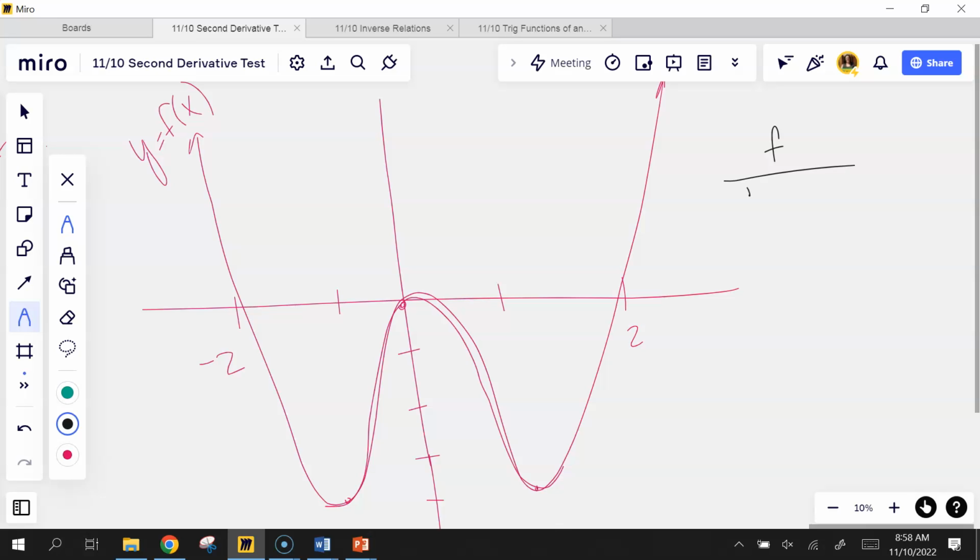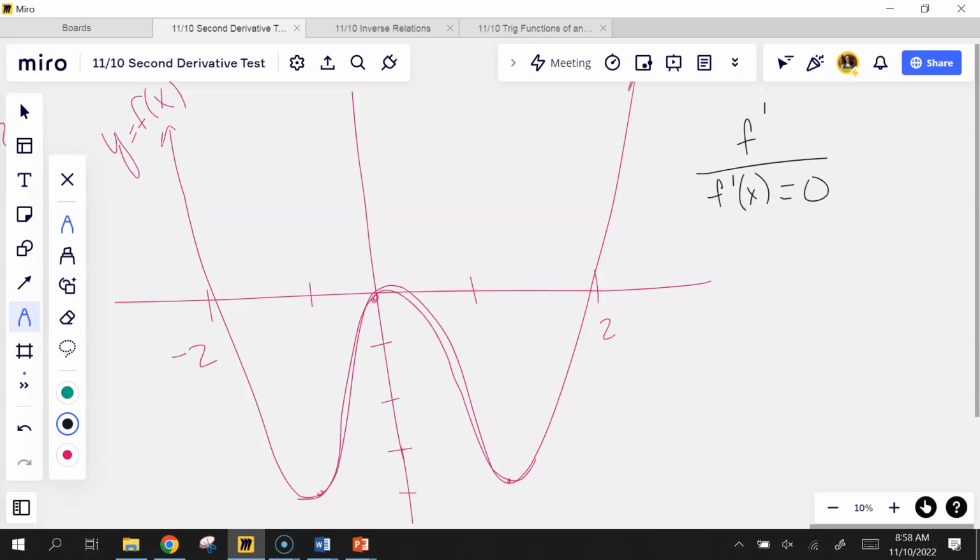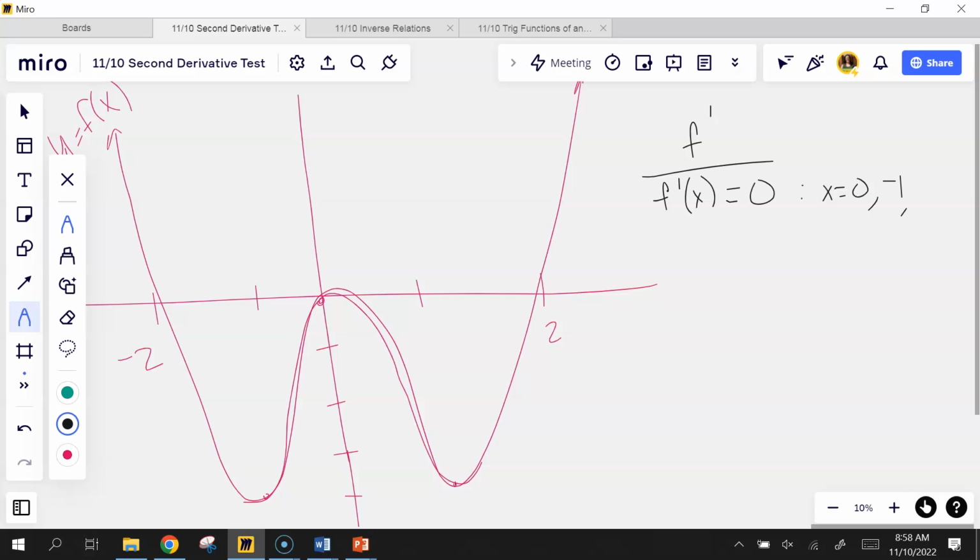Where is the derivative equals 0? X equals 0. Where else? Somebody said over here, -1. Where else? And 1. I'm glad y'all can tell what that was supposed to be, even though my graph is way off. Why is the derivative 0 there? Those are maxes and mins, right?